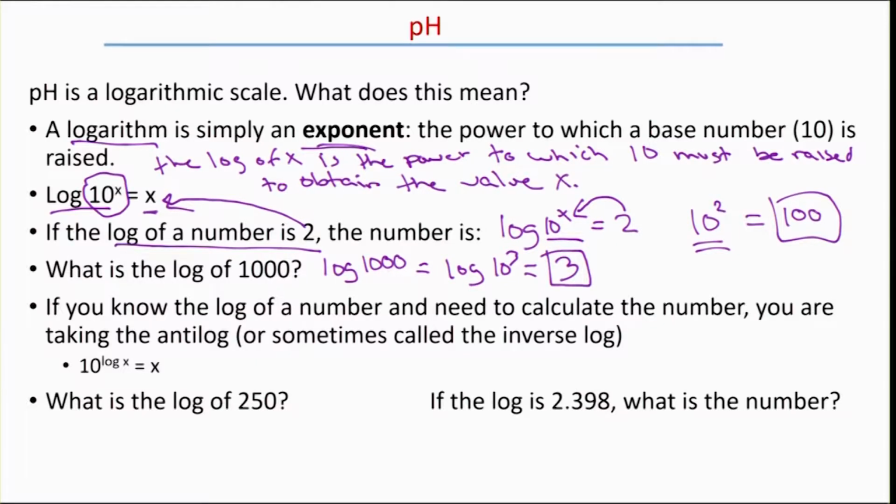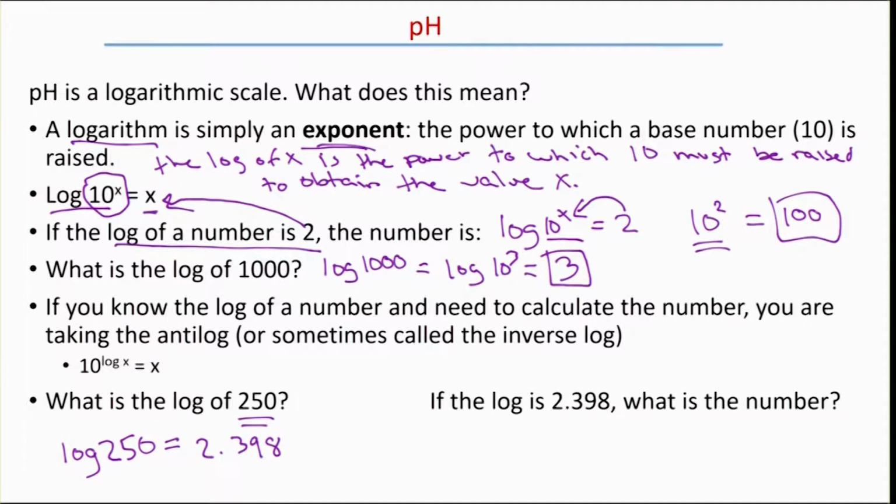So if you are asked, first off, what is the log of 250? On my calculator, I would press the button for log, and then I would hit 250, and then I'd hit enter. It will read out a number, and if I write down a couple sig figs, it is 2.398. You should make sure you can do this on your calculator as well.